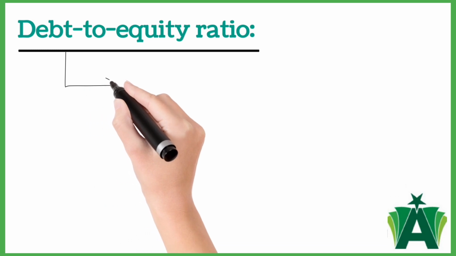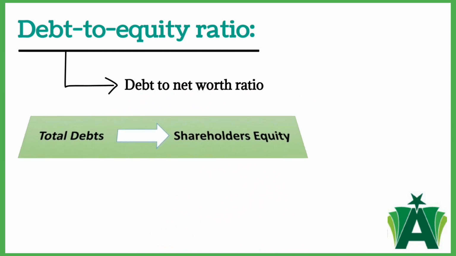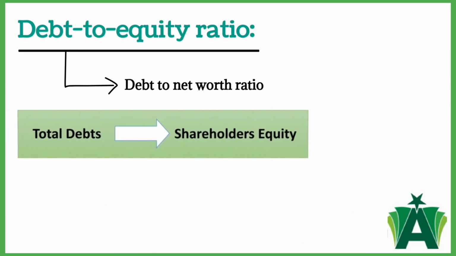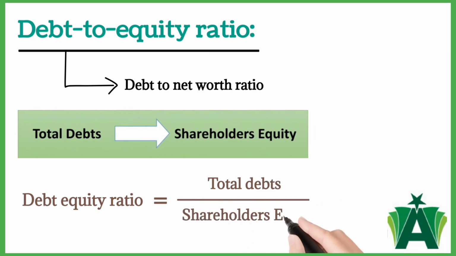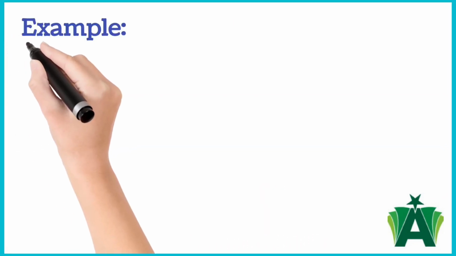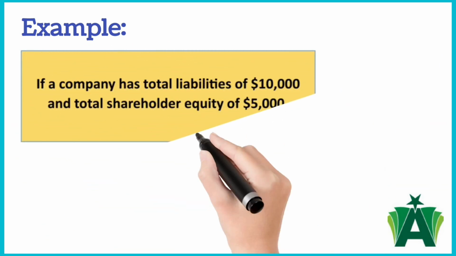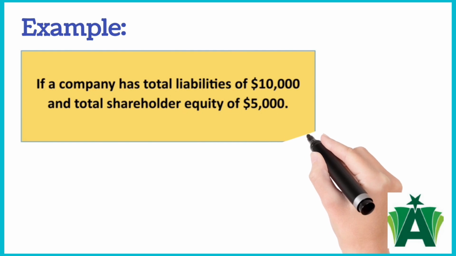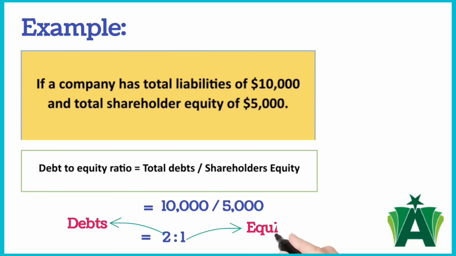Debt-to-equity ratio is also known as debt-to-net worth ratio. This ratio measures the relationship between total debts and shareholders' equity. It is calculated as total debts divided by shareholders' equity. If a company has total liabilities of $10,000 and total shareholder equity of $5,000, then its debt-to-equity ratio is 2:1. This means that the company is using $2 of debt for every $1 of equity.